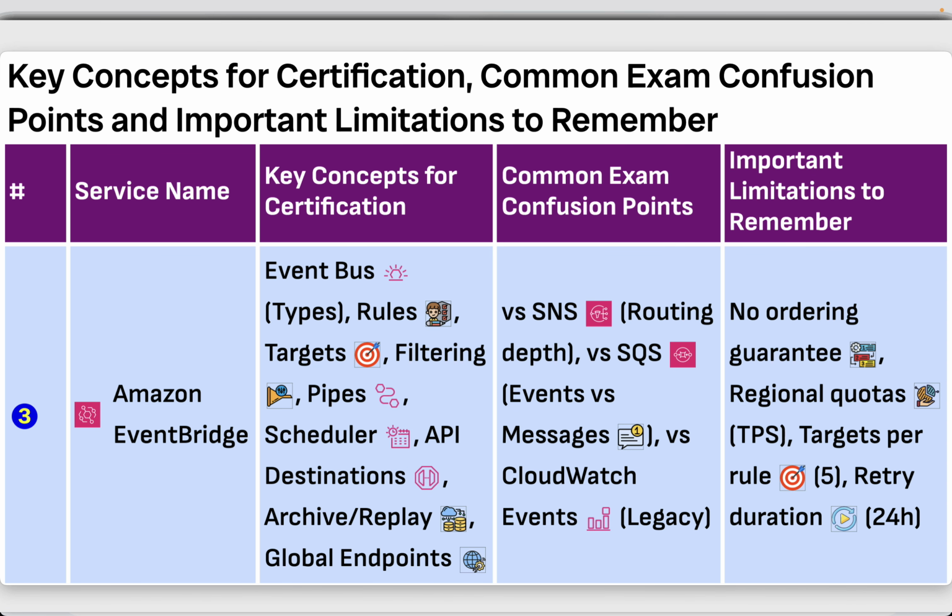EventBridge key concepts for certification require knowing about event bus types, rules, targets, filtering, which are event patterns, pipes, scheduler, API destinations, archive replay, and global endpoints. Confusion arises when comparing it to SNS. This is routing, because this has routing depth, and SNS, as I talked about, is push-based. It can have a very huge amount of routing rules, so that will come in handy when you want to go for EventBridge. And next, confusion comes with the SQS service. So again, these are events versus messages. Limitations include no ordering guarantee, regional quotas, transactions per second, and default targets per rule limit, which is 5.